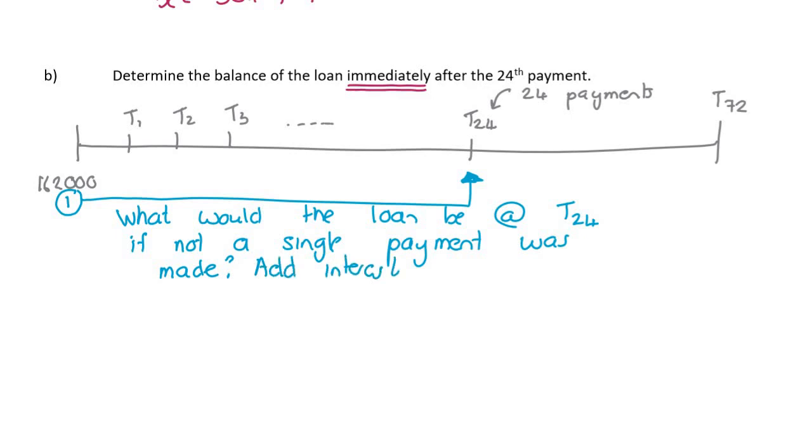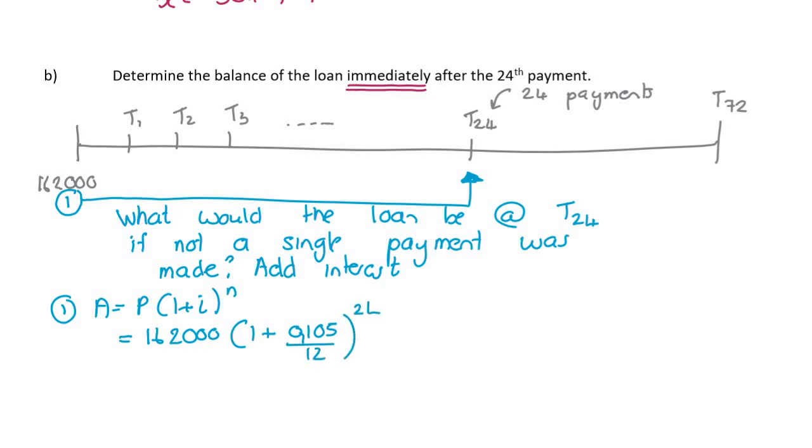Now, if I'm just adding interest to a lump sum, that is a compound interest formula, which is P(1+i)^n. So I'm going to take my 162,000 Rand. I'm going to pretend not a single cent was paid off. It was 10.5% interest compounded monthly, and I'm going to move it to the 24th month. And I get a loan amount then of 199,673 Rand and 30. Well, I'm not going to round off. I'm going to keep them all because this isn't the answer to my question.